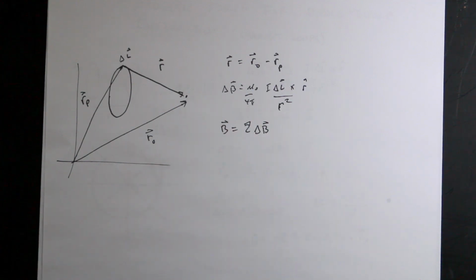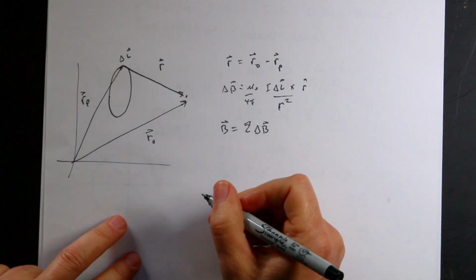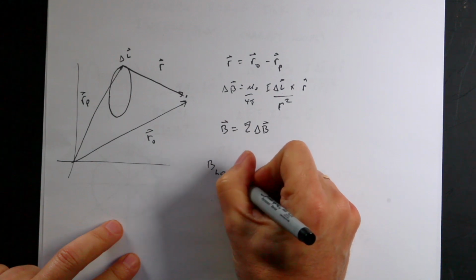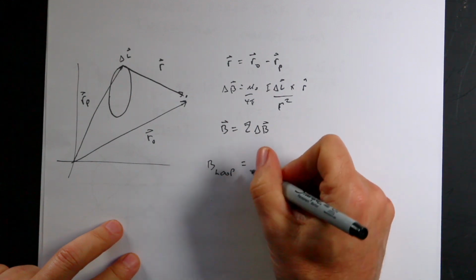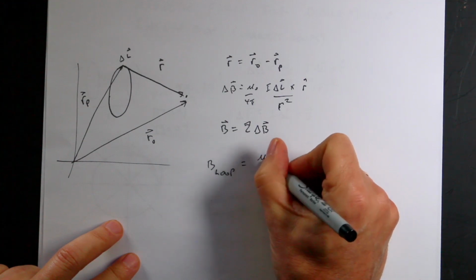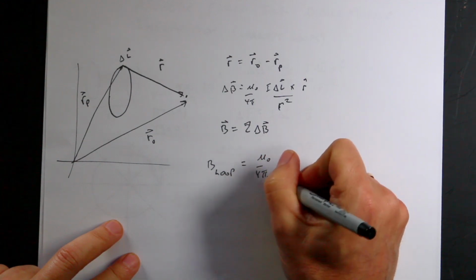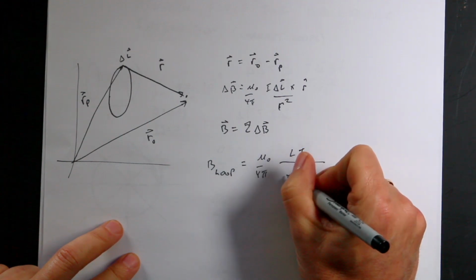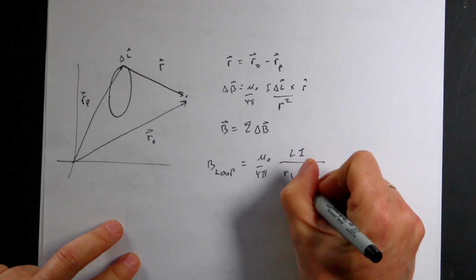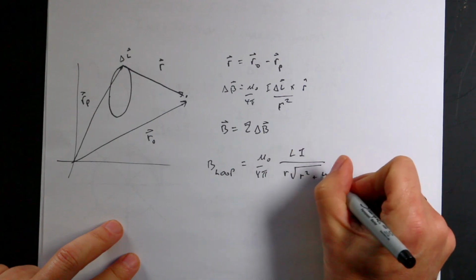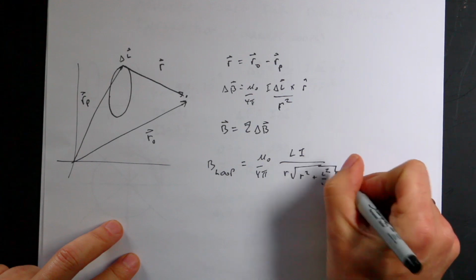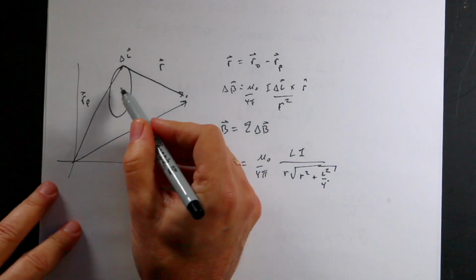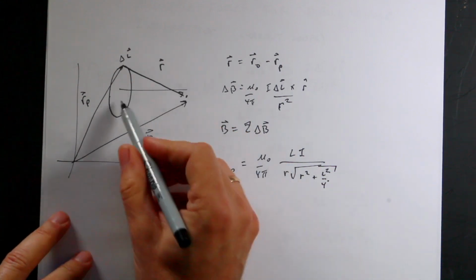Now, while I have this out, let me go ahead and write down what I want to check. I know that this is true. The magnitude of the magnetic field due to a loop on the axis of the loop, I'm looking it up because I forgot, it's mu naught over 4 pi, L I over R times the square root of R squared plus L squared over 4. Yep. So I can check my answer if it's on the axis, only if it's on the axis, and R is the distance from the center.